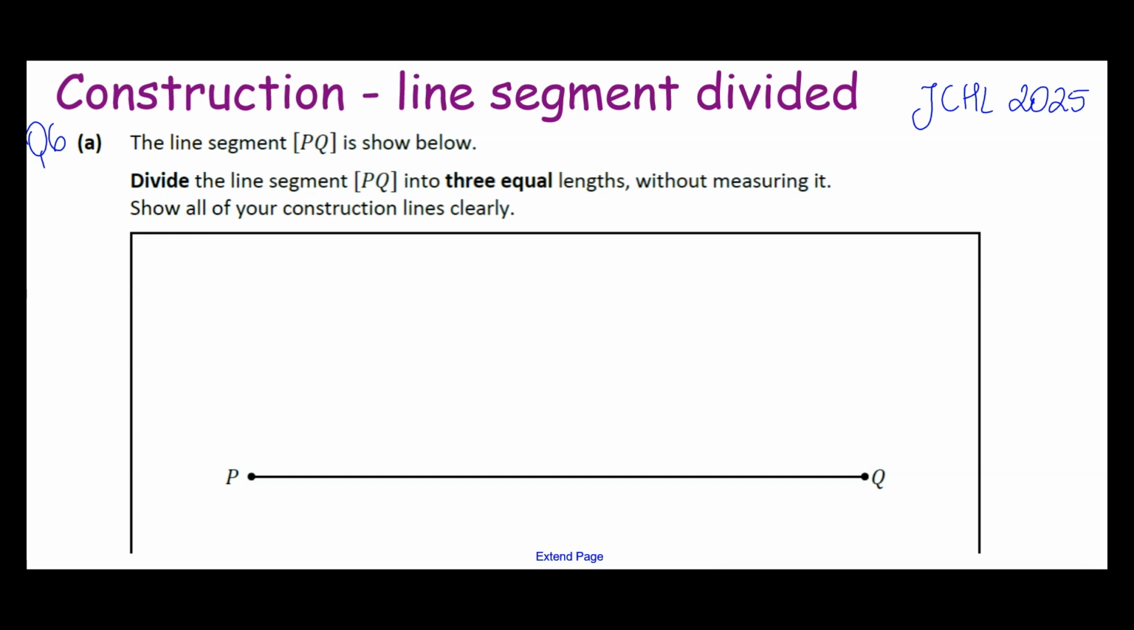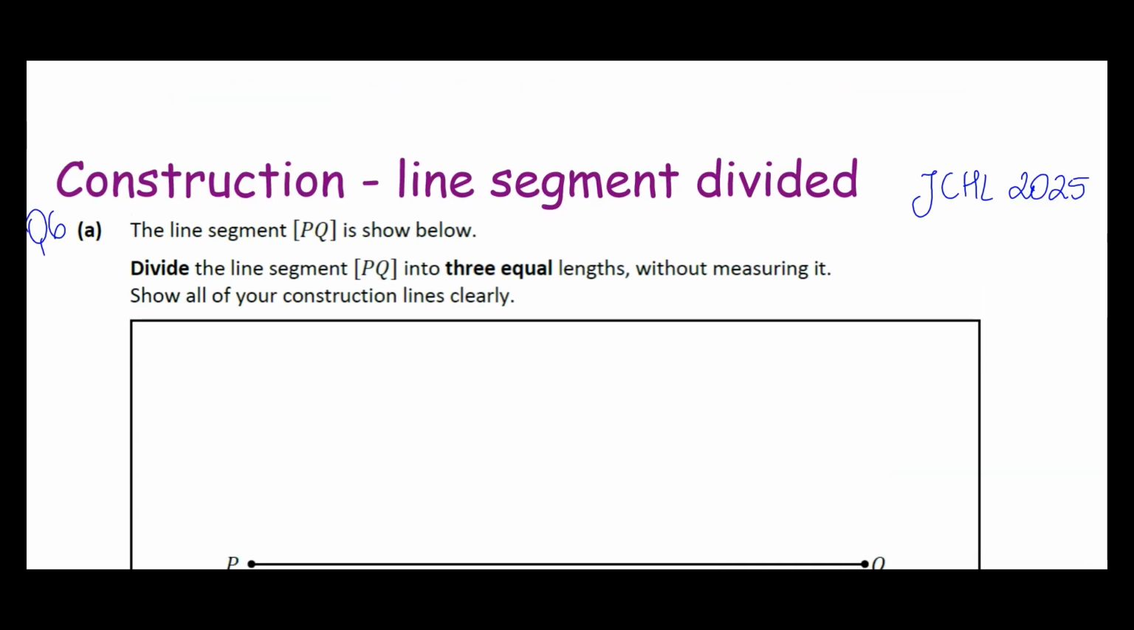Construction is the topic that very often shows up on your exam. So in this part, we have line segment PQ. Line segment means just a part of a line that has a beginning and an end. Divide the line segment PQ into 3 equal lengths without measuring it. Show all of your construction lines clearly.